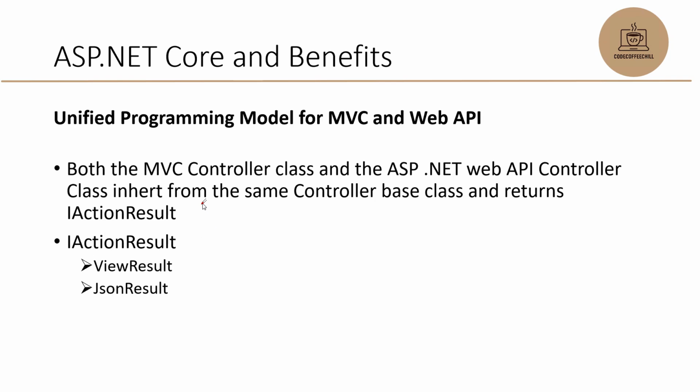The next is the unified programming model for MVC and Web API. Both the MVC controller class and the ASP.NET Web API controller class inherit from the same controller base class and return IActionResult. IActionResult is an interface and it has several implementations. ViewResult and JsonResult are just two examples of the built-in result types that implement the IActionResult interface. So in the case of Web API, the controller returns a JSON result, and in the case of an MVC-style web application, it returns a view result.